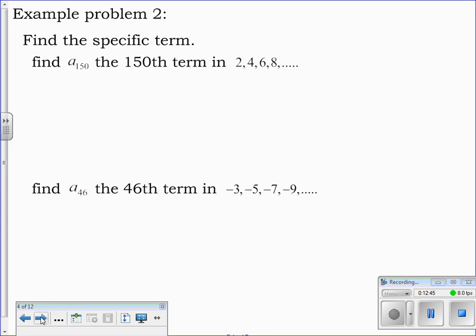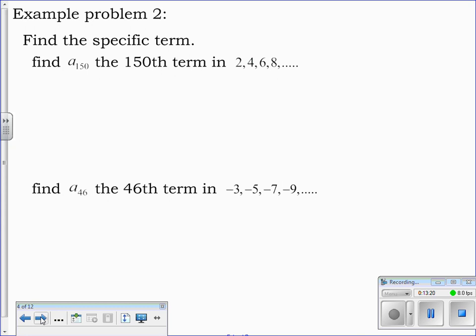Okay. So this is our formula we're going to use. Plug in what you know, find out what you don't know. I want to find A sub 150. I want to find the 150th term in that sequence. That's what I'm looking for. How many variables do you have? We've got 4 variables. A sub n, A sub 1, n, and d. This is the one we're looking for.